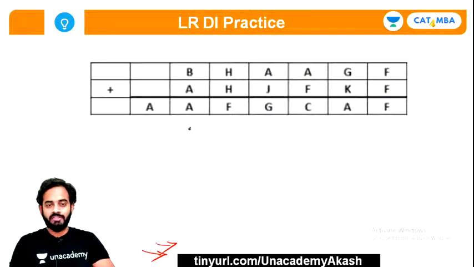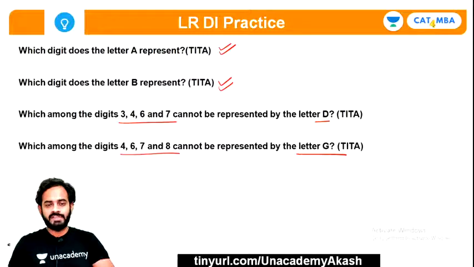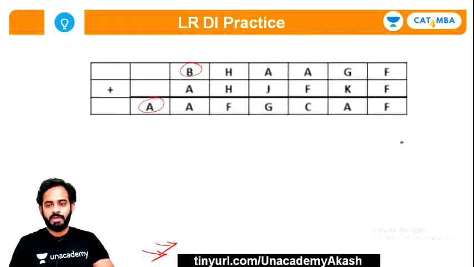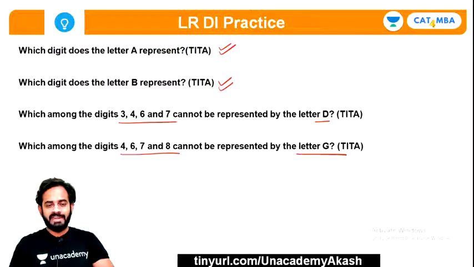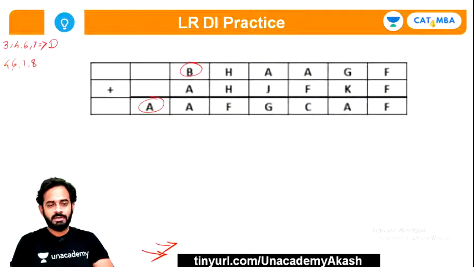I have shown you the different questions based on this. You need to find the value of A, and the value of B. The next question was: which among the digits 3, 4, 6, 7 cannot be represented by letter D? I'll just write it in the topmost left corner: 3, 4, 6, 7. Which among the following cannot be represented by letter D? And the next question is 4, 6, 7, 8. Which digit cannot be represented by letter G? Let me check it once again: 4, 6, 7, 8. Yes. So which among those digits cannot be represented by letter G? Try to solve this quickly, guys.